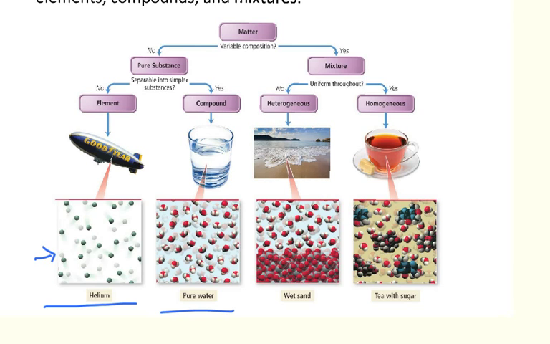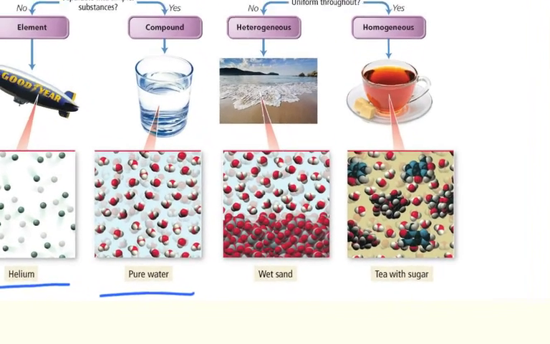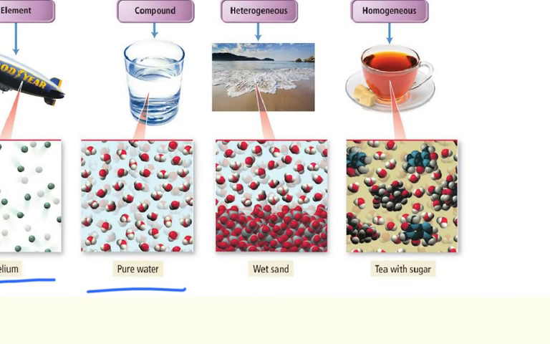And then if matter is not a pure substance, if it's a mixture, we can classify it in two ways. If it's uniform, then it's a homogeneous mixture, and if it's not uniform, it's called a heterogeneous mixture. Let's look at heterogeneous and homogeneous mixtures a little more closely. Let's look at the homogeneous mixture first.